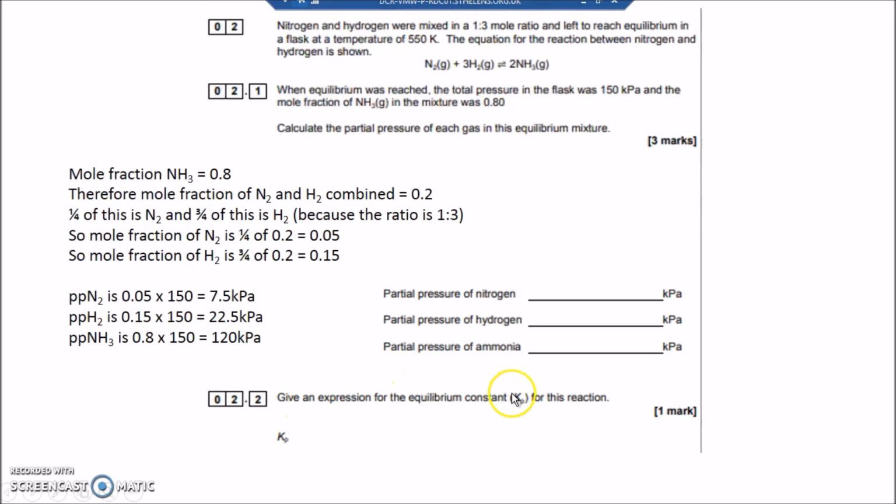Give an expression for the equilibrium constant Kp. So it's the partial pressure of the ammonia, which is on the right hand side, squared, divided by the partial pressure of the nitrogen, divided by the partial pressure of hydrogen to the power 3. So it's very similar to a Kc, an equilibrium constant, but instead of using concentrations, using partial pressures, because a partial pressure is effectively the concentration when you're talking about gases in a system.